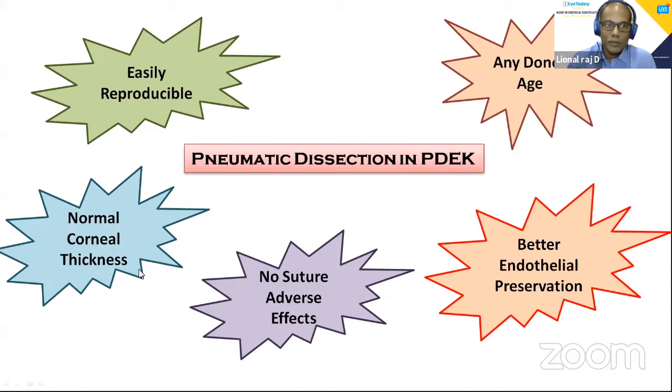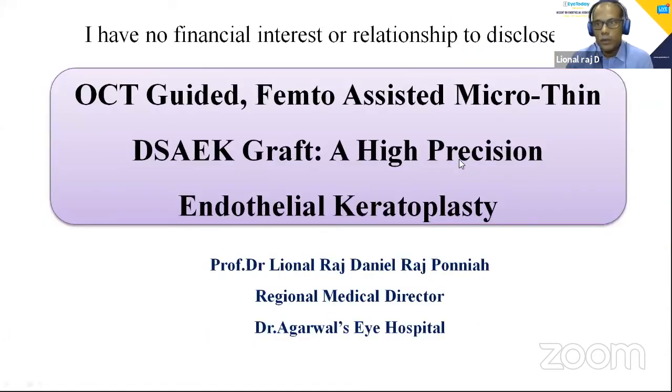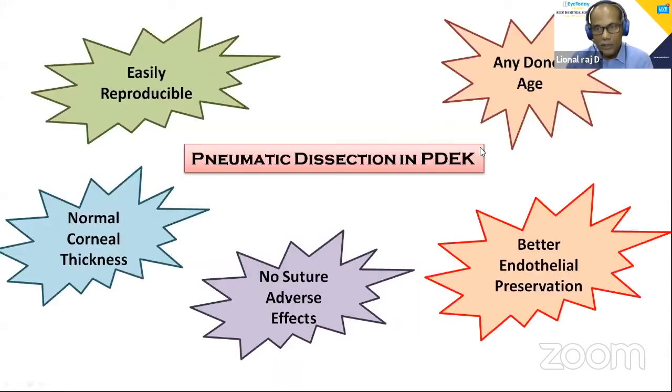Similar to DMEK, it restores corneal thickness to normal values, unlike DSEK, which leaves very thick corneas. No suture adverse effects are noted. Better endothelial preservation, and the best thing is a donor of any age can be tried with PDEK. So this is something about pre-Descemet's endothelial keratoplasty.